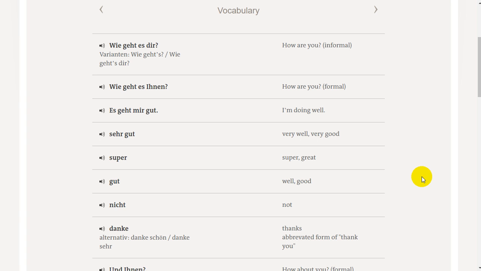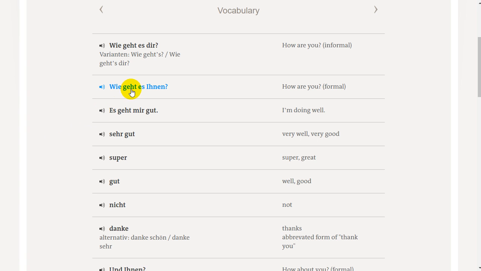So the first one is wie geht's dir? Wie geht's dir? It means how are you? If you're with your friends or meeting someone normally, not your senior or anyone like that, you use wie geht's dir. It means how are you?